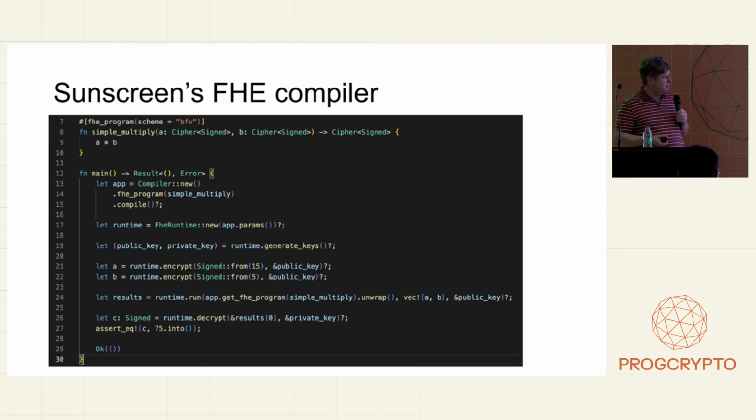Once you've compiled your circuit, you can create a runtime using the parameters that our compiler found. Then once you have a runtime, you can generate a public-private key pair. You can encrypt the values 15 and 5. And then we run our program, multiply A and B together, so 15 times 5, which we can decrypt and see that the value we get is 75. So that's kind of what it looks like in our compiler.